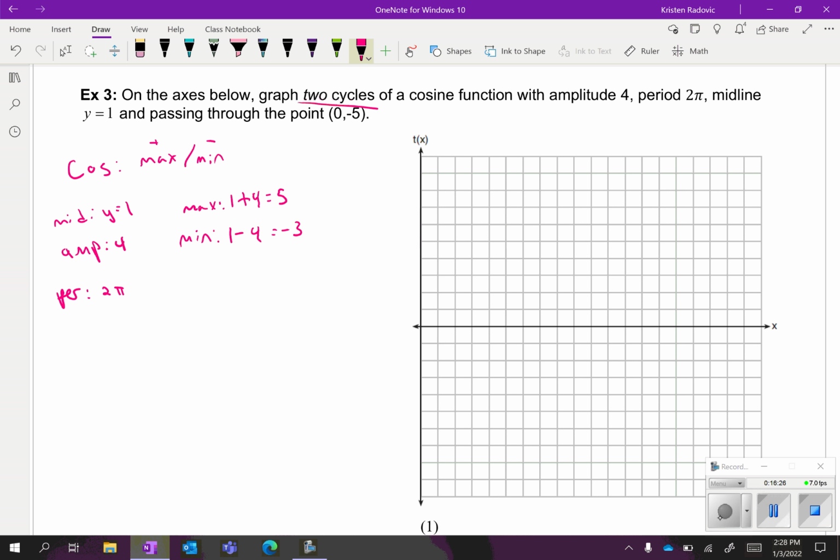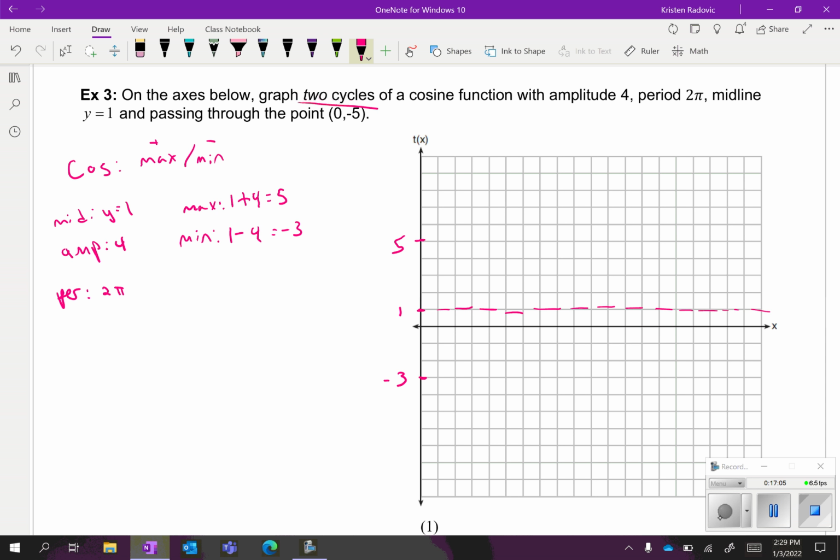Yeah, that looks right. So I'm going to put my midline at 1, my maximum of 5, and my minimum of -3. I'm going to look at my graph and I'm going to see that it makes sense because there's 4 units here and there's 4 spaces here, which is the amplitude, and they're equal. So that's good. I have the right values. I'm also going to go and put down my midline as a reference.